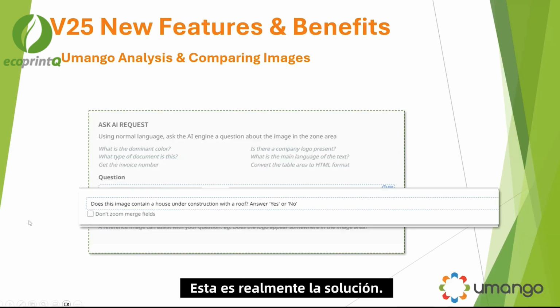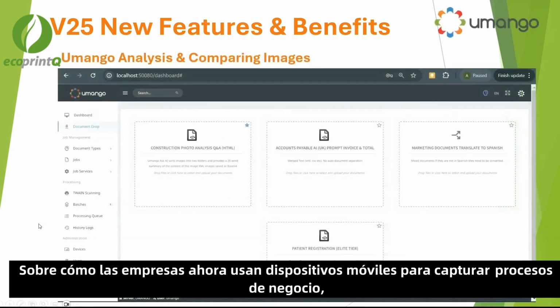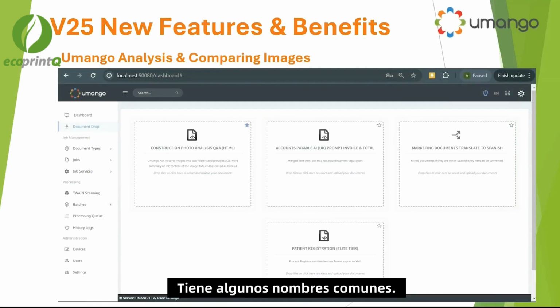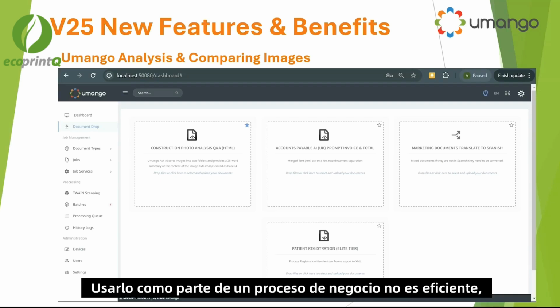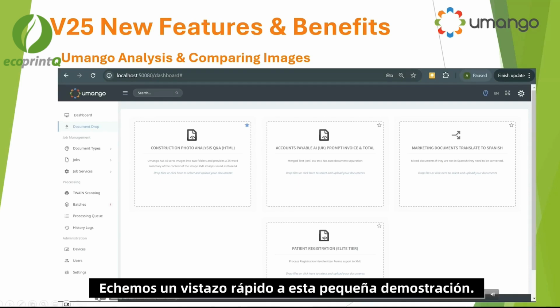And this is really the solution to how businesses now use mobile devices to capture a business process. But the pain point is it just resides in the mobile device. It has some generic name. It sits in the device. There's just not efficiencies in getting that in as part of the business process. And that's solved with version 25. So let's take a quick look at this little demonstration here.